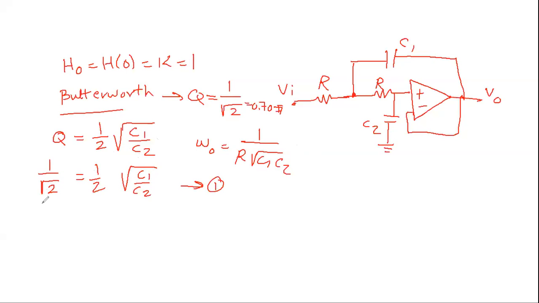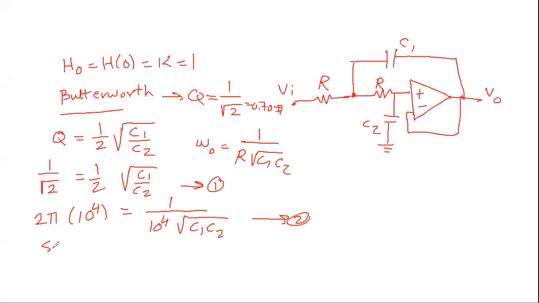And from this one here, we know that F0 is 10K. So we say that 2 pi times 10K, which is 10 to the power 4, equals 1 over R, where R is 10K. So this is also 10 to the power 4 square root of C1, C2. And this is equation number 2. You solve 1 and 2 to find C1 and C2. Okay. And this is what is meant by the design.